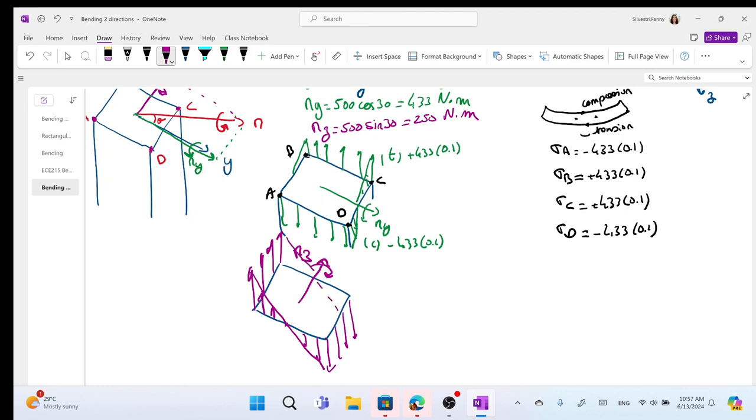Okay, this one and this one. So this and the bar is like this. So the bottom, the C and D, those points on the bottom are going inside the bar, they are in compression.